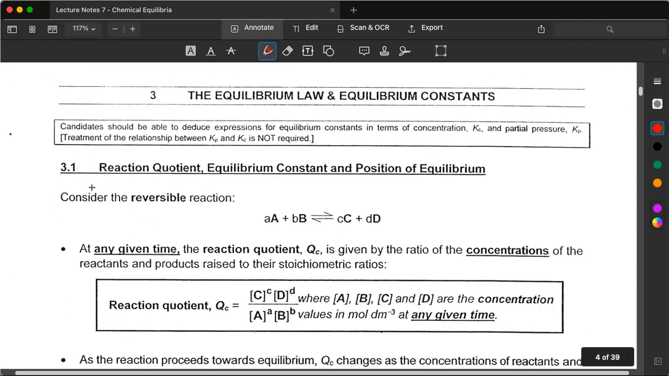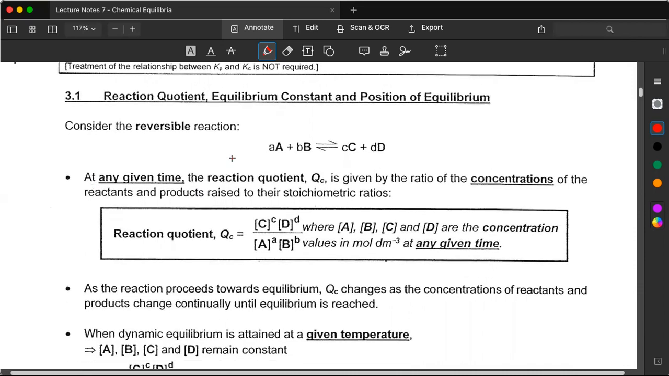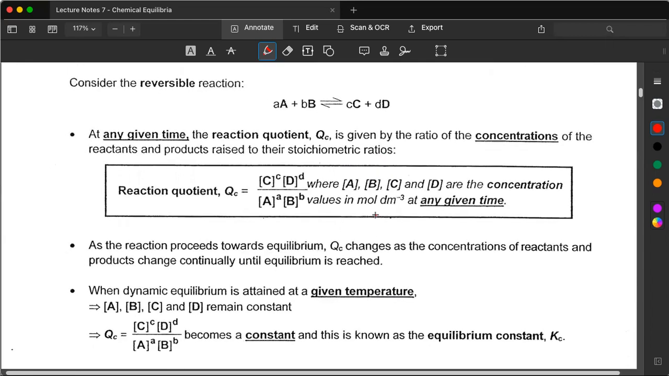Now, let's look at the mathematical expression. We are looking at the reaction quotient, the equilibrium constant, and the position of equilibrium. At any given time, the reaction quotient Qc is the ratio of the concentrations of the products and reactants raised to their stoichiometric coefficients. So we need to look at the mole ratio to represent the equation correctly. The reaction quotient equals the concentration of C raised to the power of c, same for D, A, and B. Okay, so we write this down.